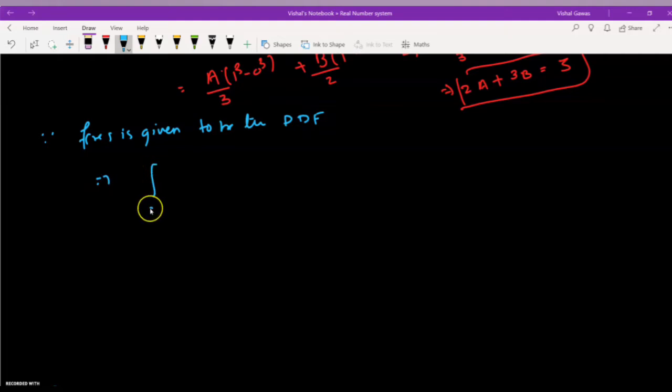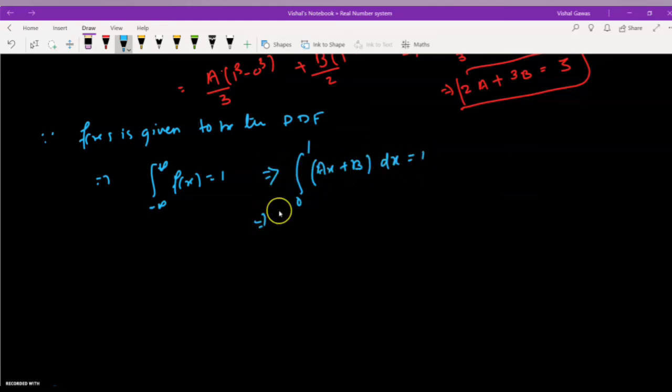This would imply that the integral from minus infinity to infinity of f of x is 1. But this is defined over 0 to 1. So this implies the integral from 0 to 1 of (ax plus b) dx is 1, isn't it? This would imply that ax squared over 2 plus bx, right?